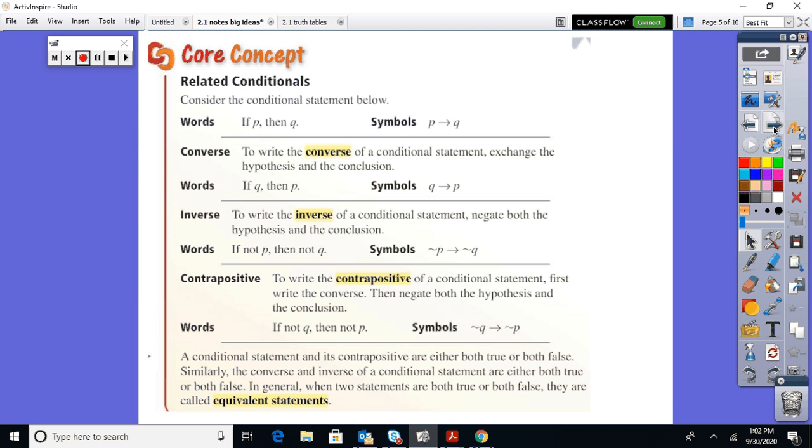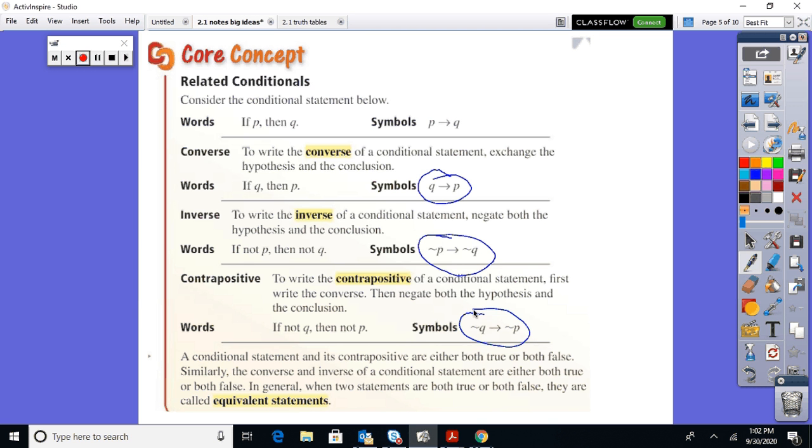All right, more words, my friends, more words. Consider the conditional statement below, if P then Q. We have 3 things we can do to a conditional: a converse, an inverse, and a contrapositive. And the symbols kind of dictate what's happening. To write the converse, you just flip the hypothesis and conclusion. To write an inverse, you keep them in the same order, but you include nots. And the contrapositive is when you do both. You flip it and you put nots in.